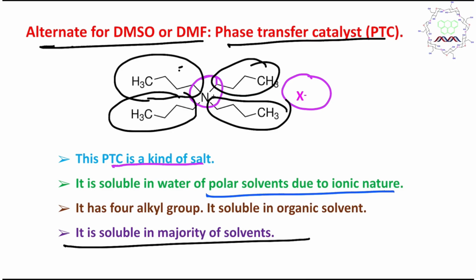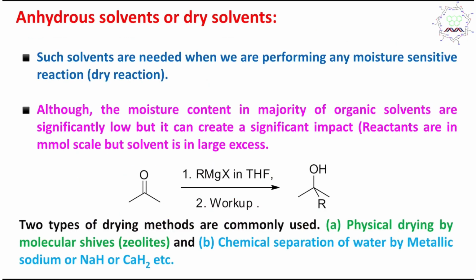And not only that, right now because of green chemistry, we are planning to increase the use of water, but we want to reduce the use of organic solvent. So for that purpose, PTC is one of the best options. Now next is the anhydrous solvent.